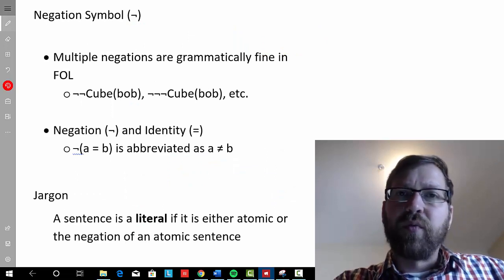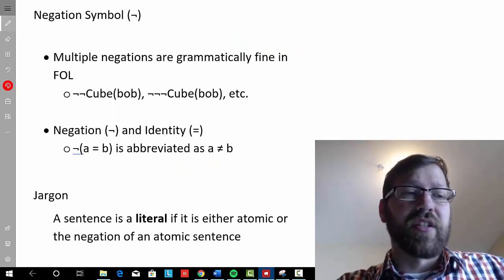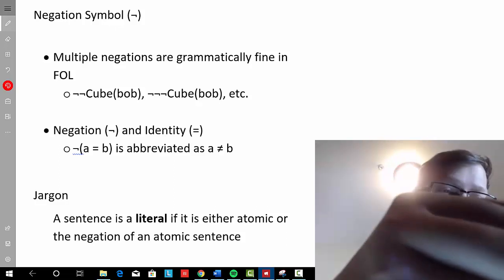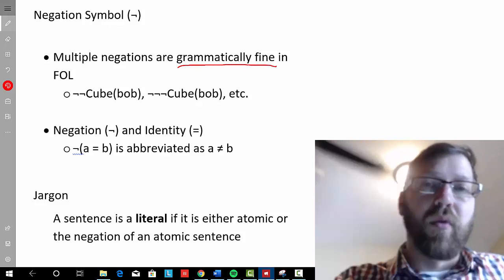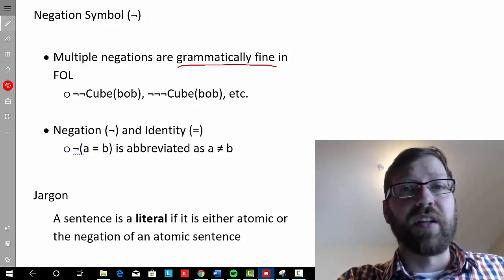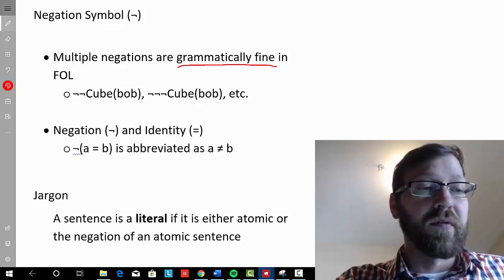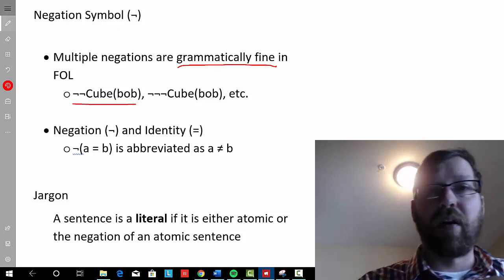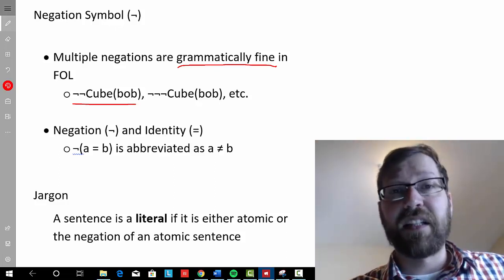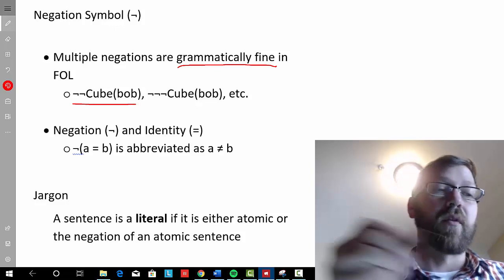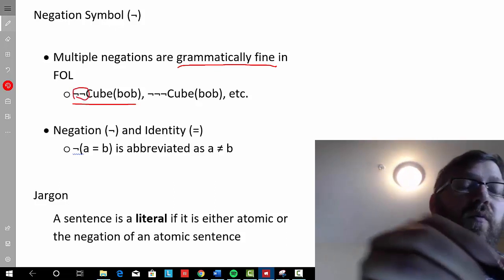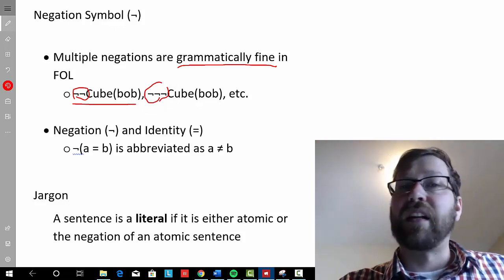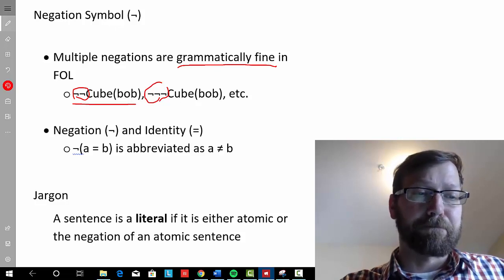All right, so another difference between FOL and a natural language such as English is that it is perfectly fine, grammatically speaking, to employ double negations, triple negations, so on and so forth. So here we have the sentence, "It's not the case that, it's not the case that Bob is a cube." That's a perfect sentence, grammatically speaking, in FOL, whereas in English that would be weird. Here we have, "It's not the case that, it's not the case that, it's not the case that Bob is a cube." Again, perfectly fine, grammatically speaking.